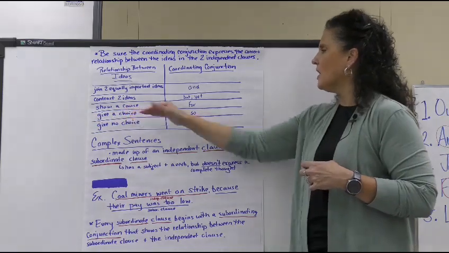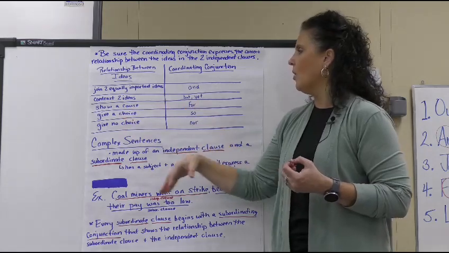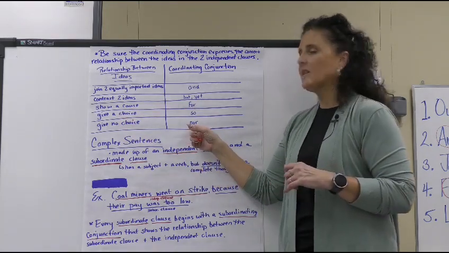If we want to show a cause, we would put for. If we want to give them a choice, we would put so. And if you don't have any choices, that's nor.